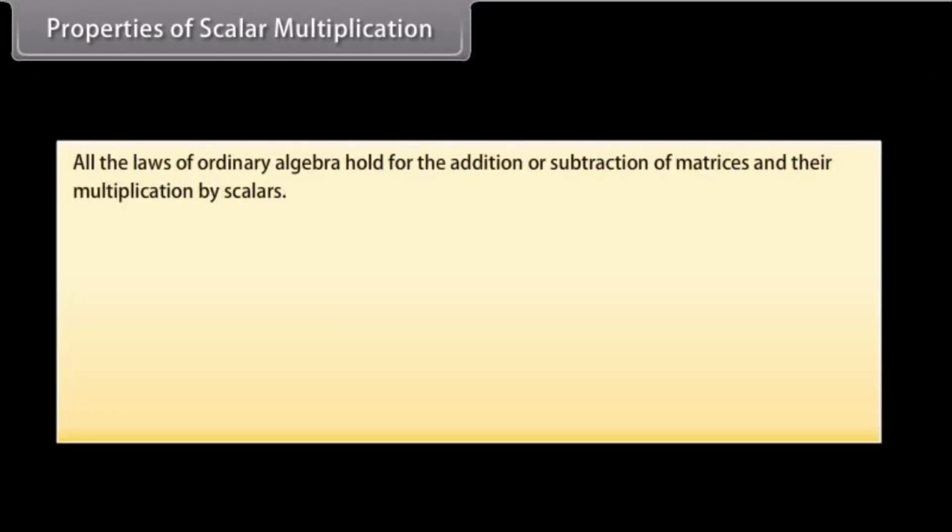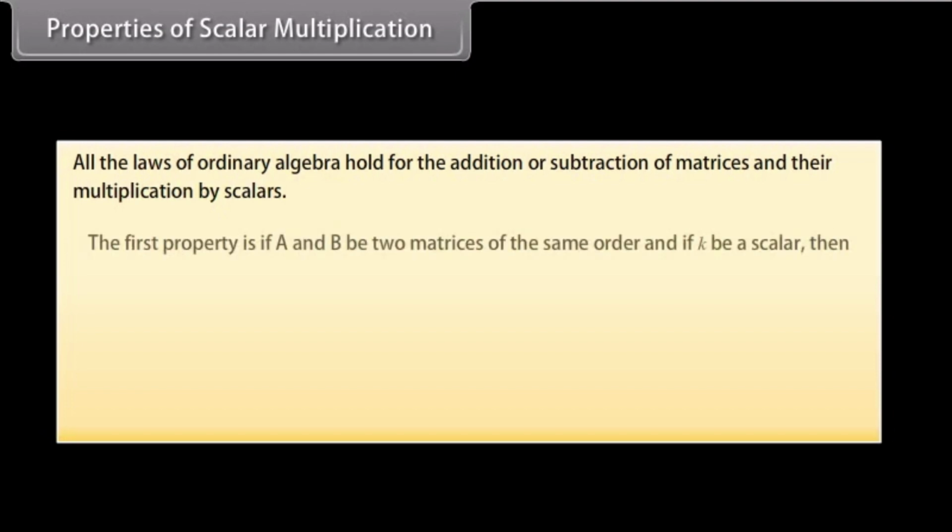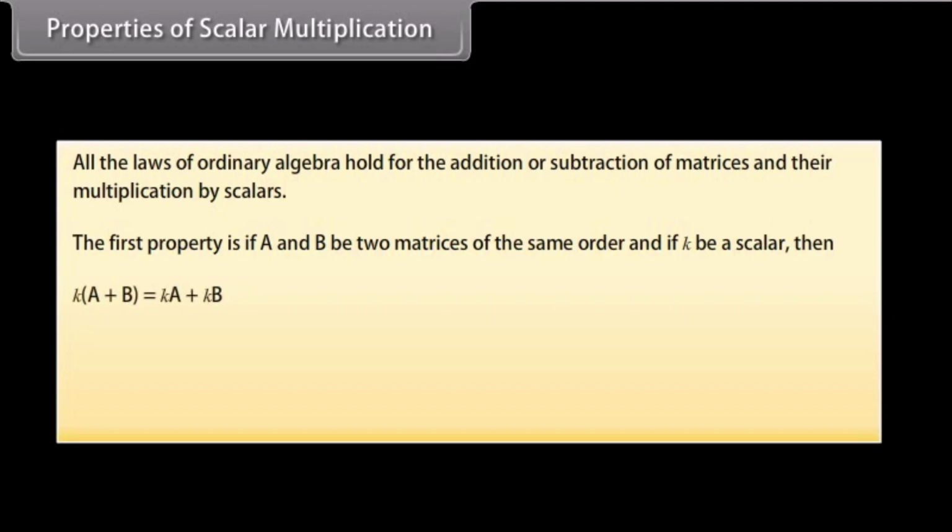Properties of scalar multiplication. All the laws of ordinary algebra hold for the addition and subtraction of matrices and their multiplication by scalars. The first property is, if A and B are two matrices of the same order and if K is a scalar, then K times A plus B is equal to K times A plus K times B.